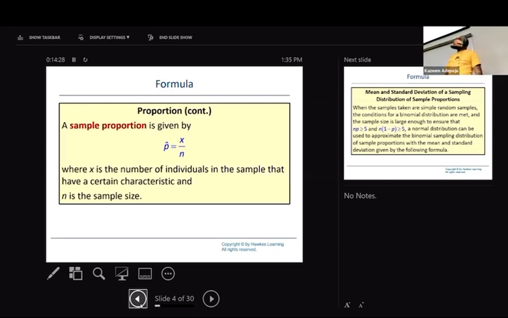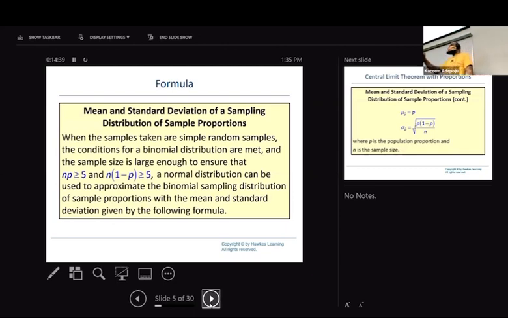And how are we going to know which one is the correct one? To be able to know the correct one, what we're going to do is find the mean of that. That is what we want to do now. Take a look at that. We actually want to talk about the mean and the standard deviation of a sampling distribution of sample proportions.